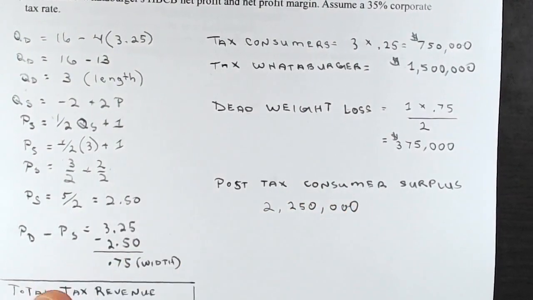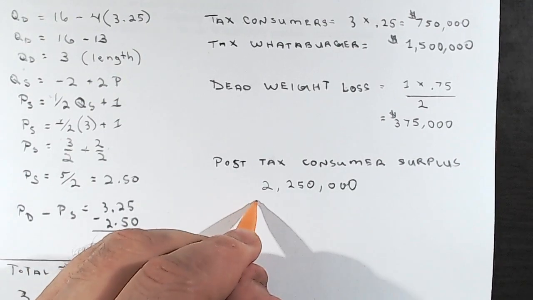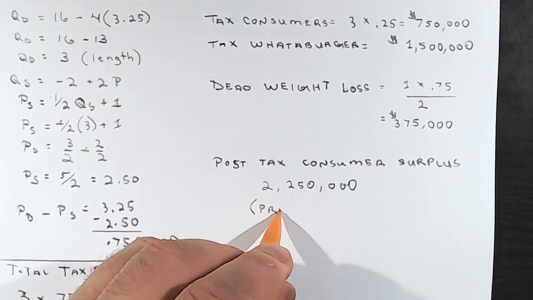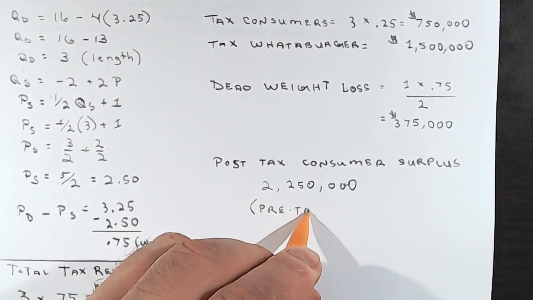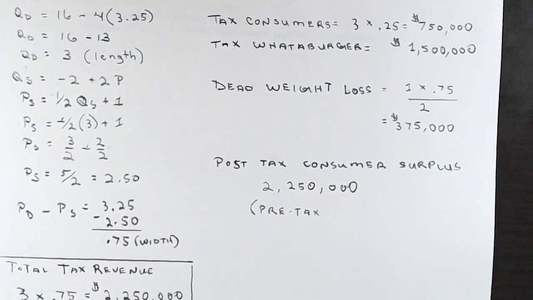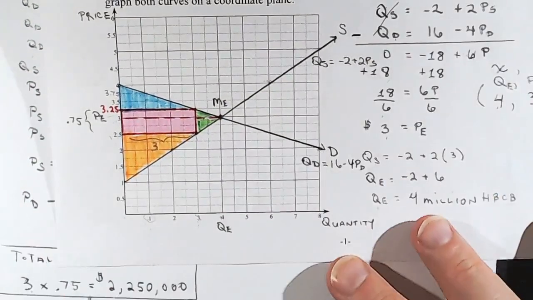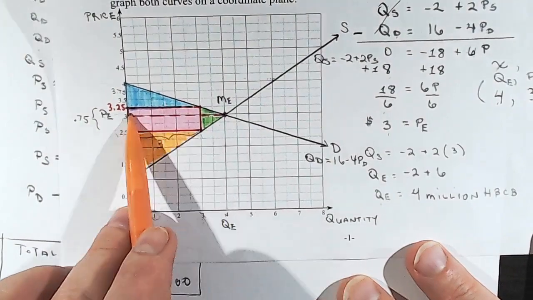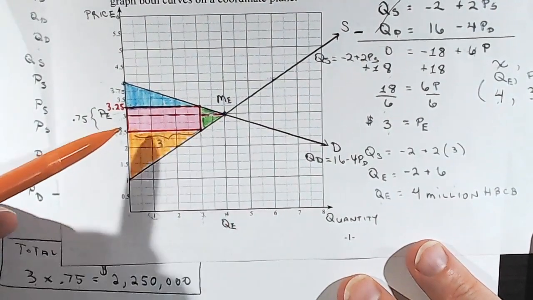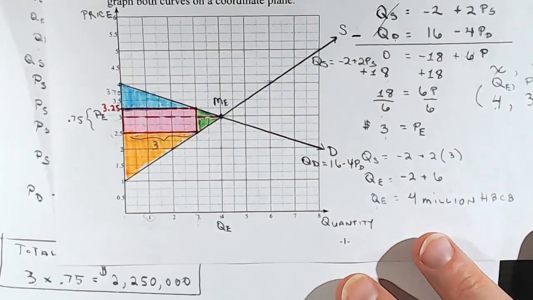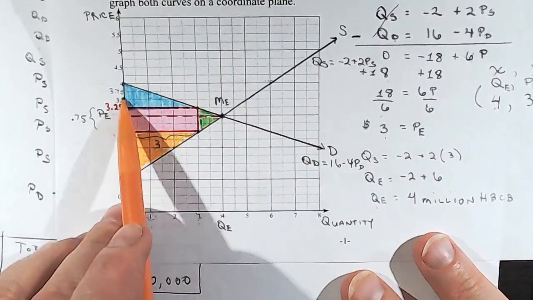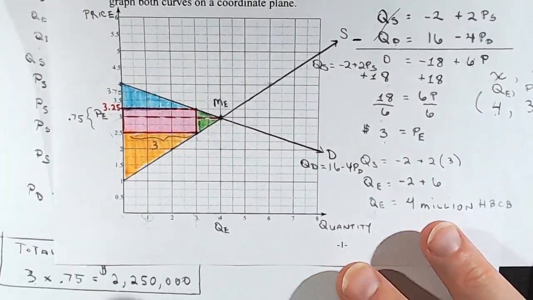$2,250,000. By the way, what was the pre-tax consumer surplus? Here's the pre-tax. So you can see how much was lost. Well, the pre-tax consumer surplus would be 4 times 1 over 2, okay? Because it's this whole triangle here. So 4 times 1 is 4 divided by 2 is 2.